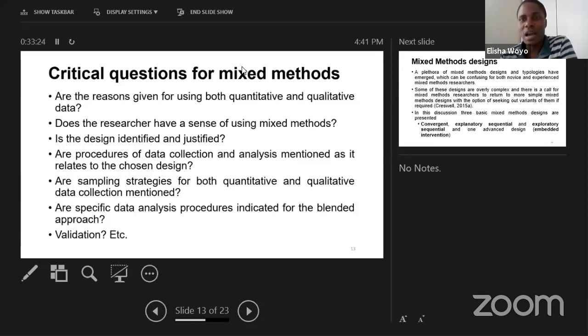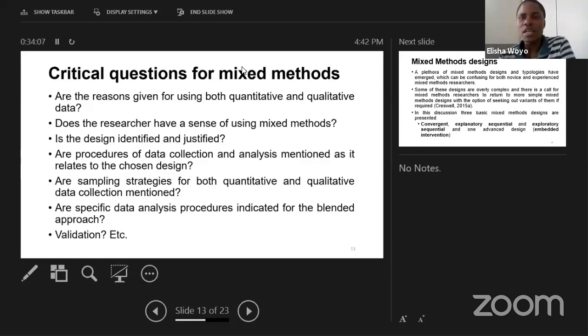So we have a number of designs. I think the most common ones are the convergent, the explanatory sequential design, and the exploratory sequential design. And we are getting there. We have advanced designs as well in mixed method, like the one that we call embedded design. Is it identified? Is it justified? So even if you are to use convergent, you need to give a justification why. If you are to use an explanatory sequential design, there is need for answering the question why. If you are using an exploratory, you should also give the same justification.